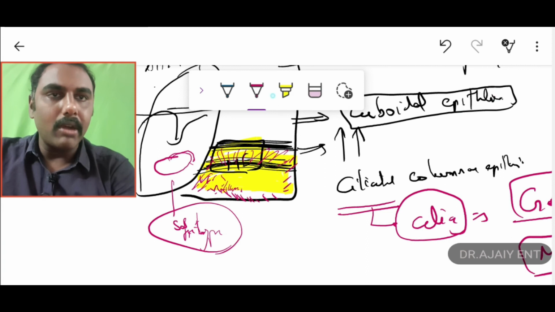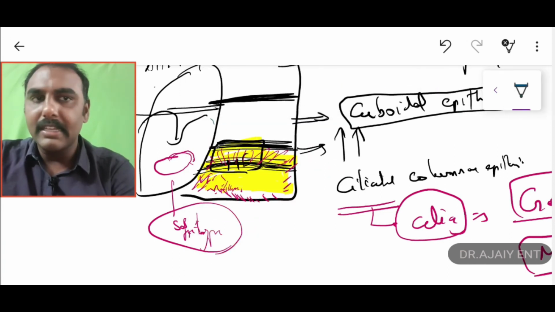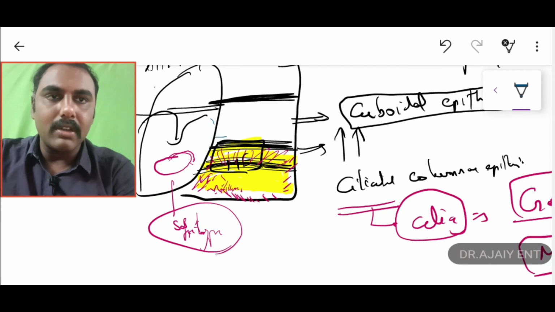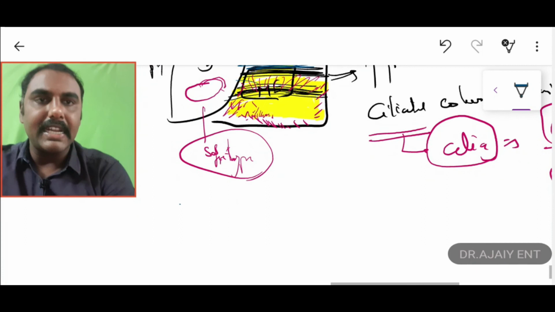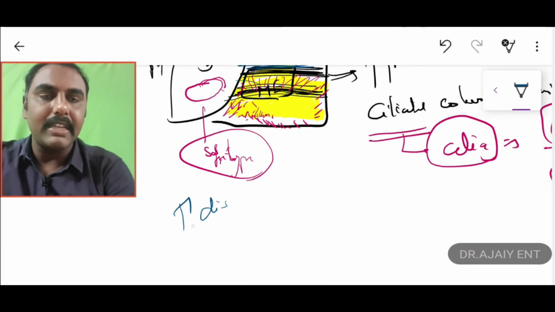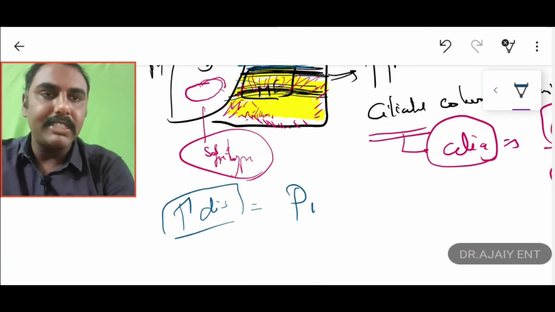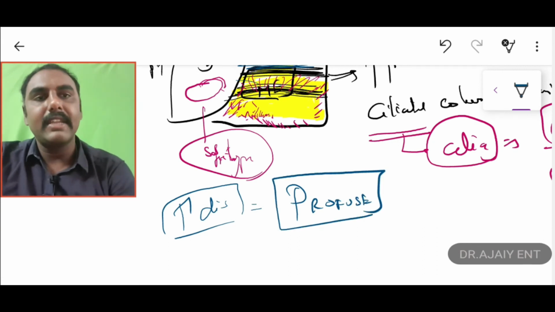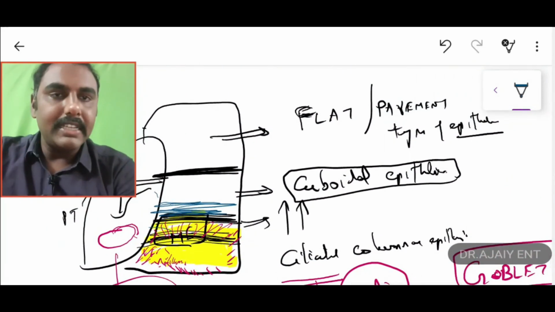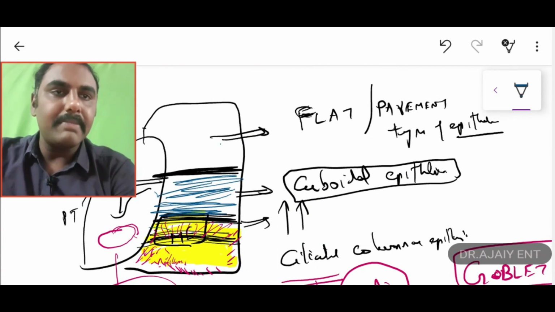So if there is a problem in this area, in this pars tensa area, we know that this area contains a lot of ciliated columnar epithelium. So the amount of discharge will also be increased. So there will be a profuse ear discharge.